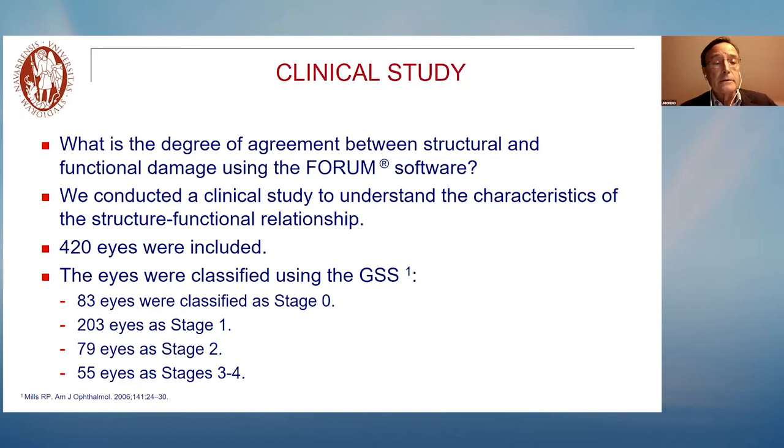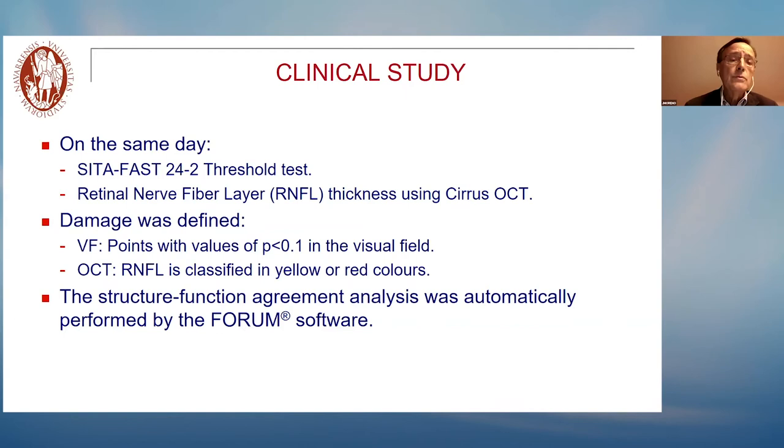The study included 420 eyes, classified in relation to the visual field damage using the Glaucoma Staging System. The visual field was the Theta Fast 24-2, and the analysis from the OCT was the retinal nerve fiber layer thickness. Both tests were performed on the same day. The analysis of this agreement was automatically evaluated by the Forum software.